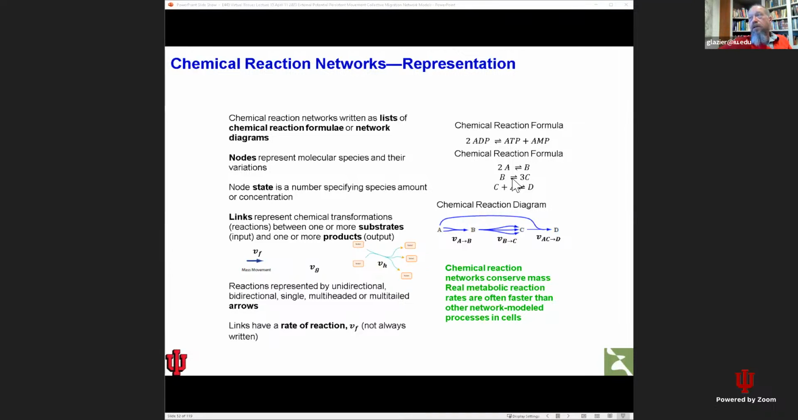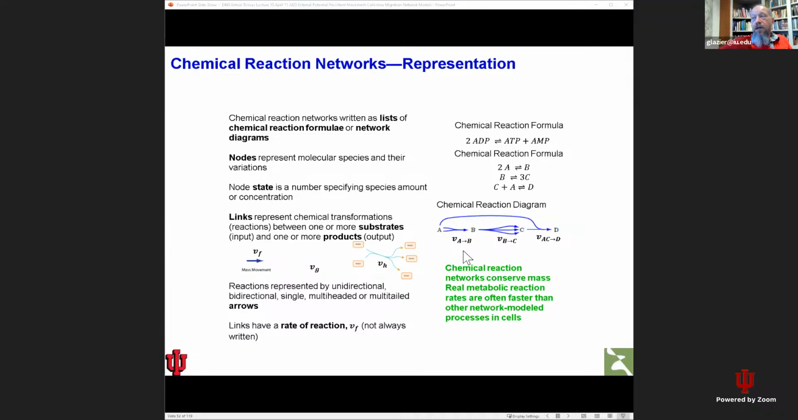Classically, we'll have multiple chemical reactions here. 2 molecules of A go to B. B goes to 3 molecules of C. C plus A goes to D, and so on. The nodes, the things that are being changed, represent the concentrations of chemical species, and the arrows represent chemical transformation.